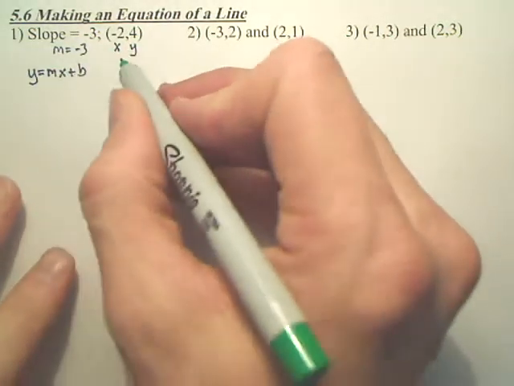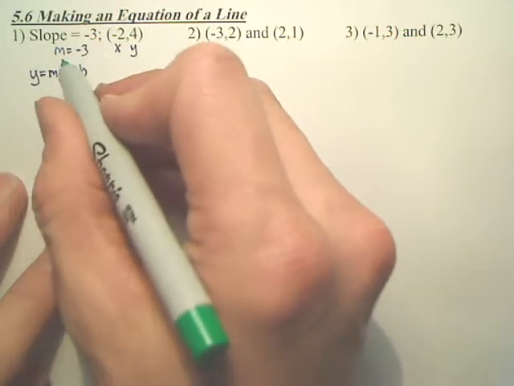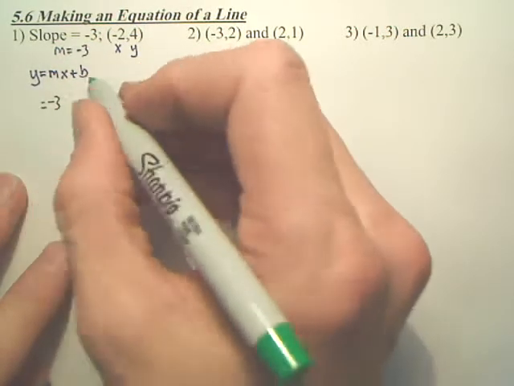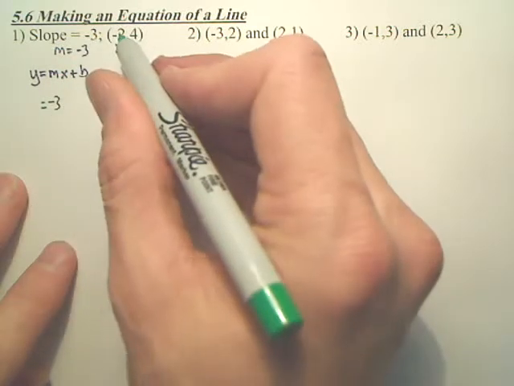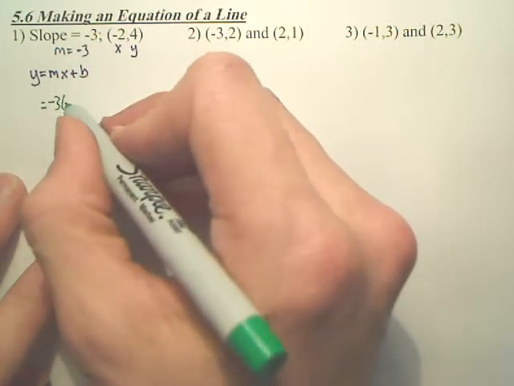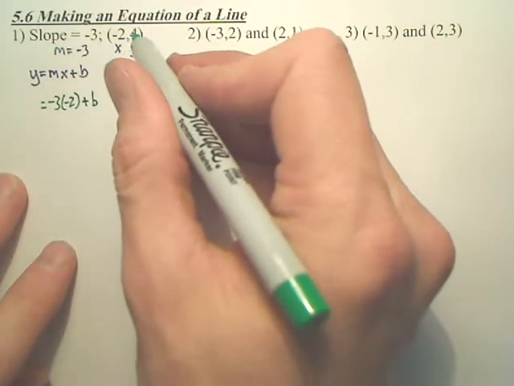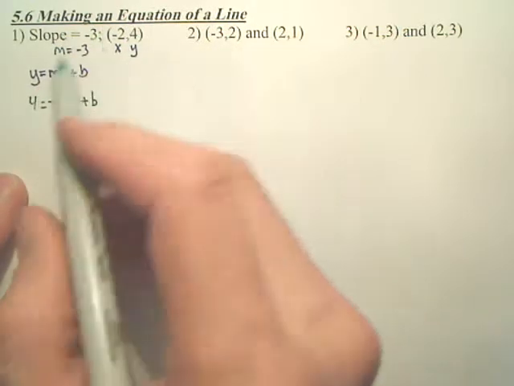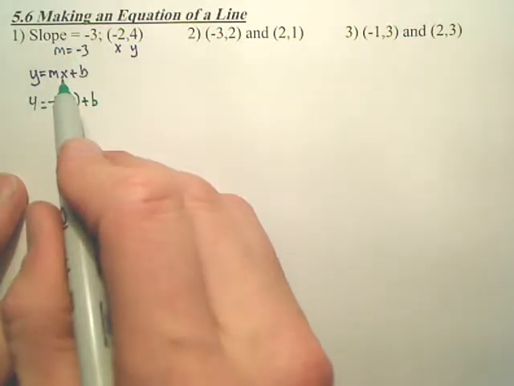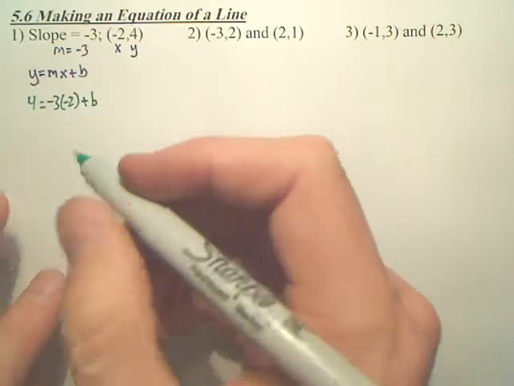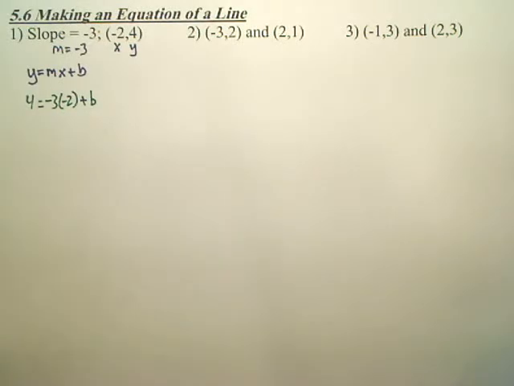So, real quick, what's m? It's -3. So I plug in -3 for m. What's x? Wasn't x -2? I don't know b. What's y? 4. Can I plug in m, -3, x is -2, y is 4? Can I solve for b? Yes, we can.